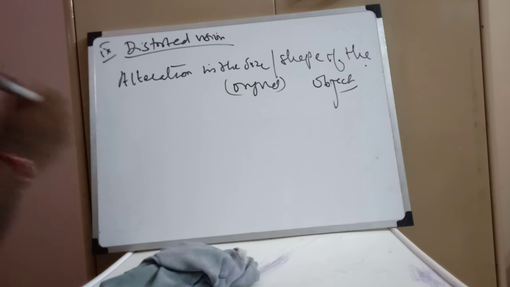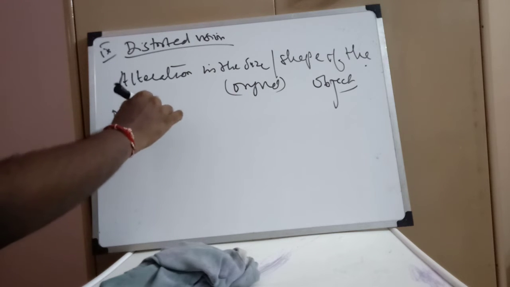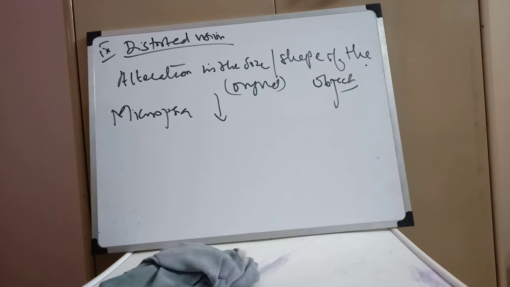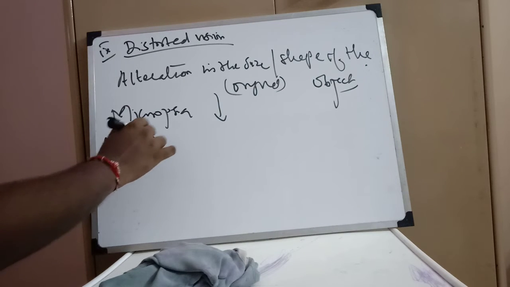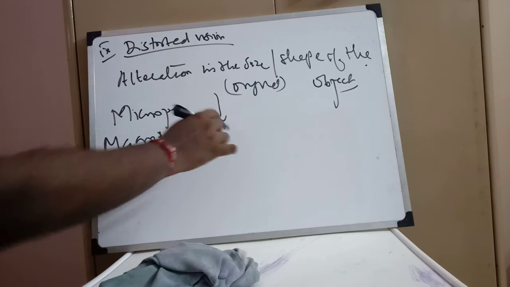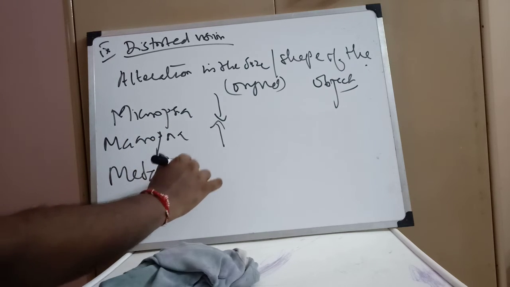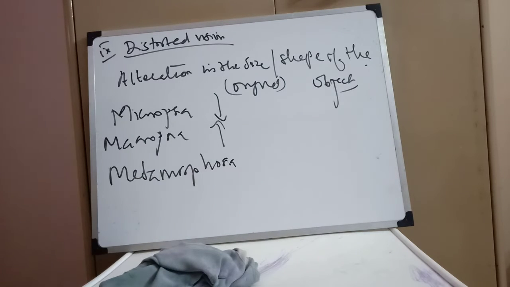Distorted vision can be of many types. Micropsia. Micropsia means smaller, all the dimensions are going to be smaller. Macropsia, all the dimensions are going to be larger. And metamorphopsia. Metamorphopsia is an alteration in the shape of the object.